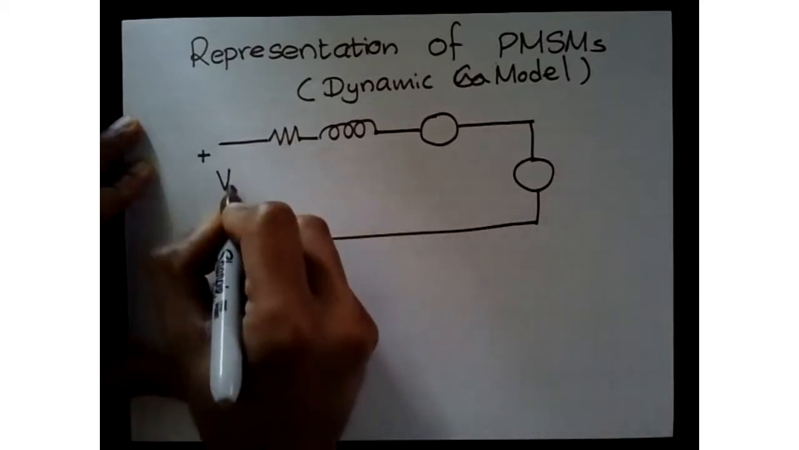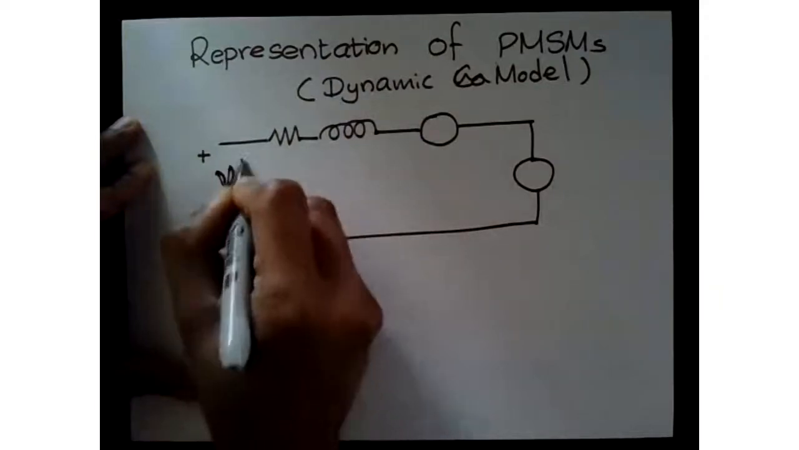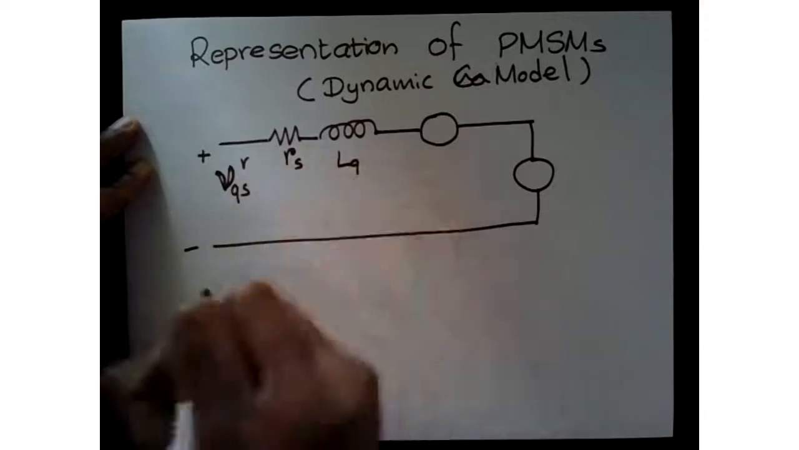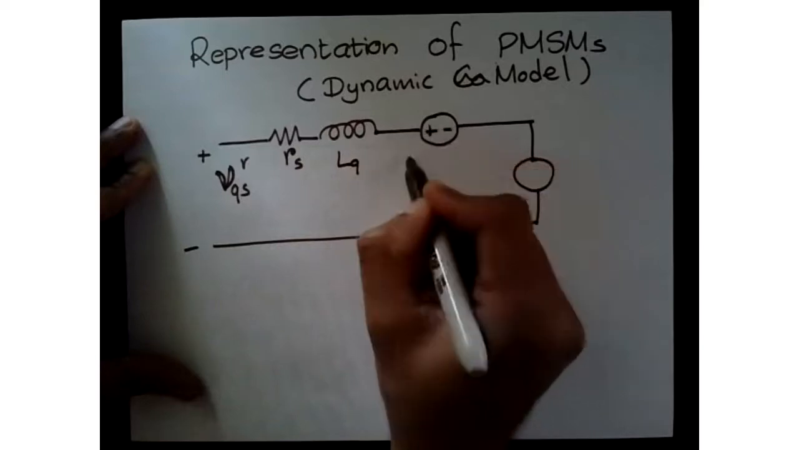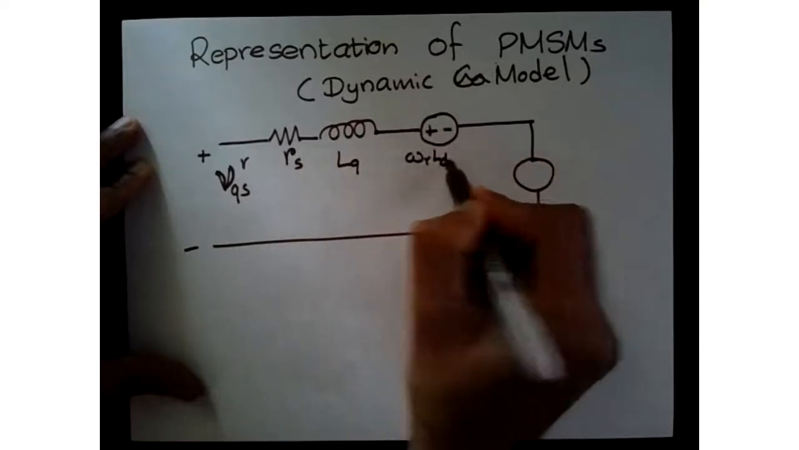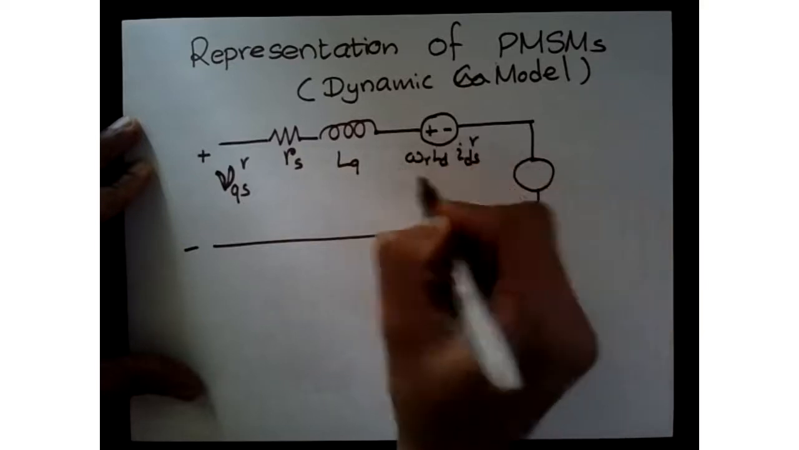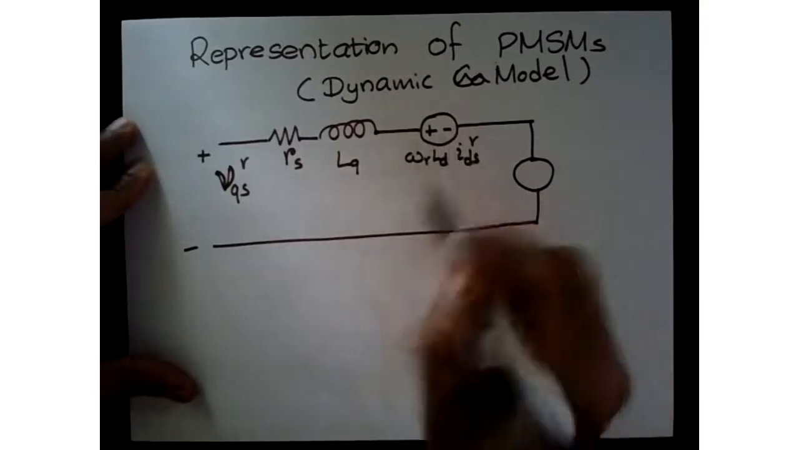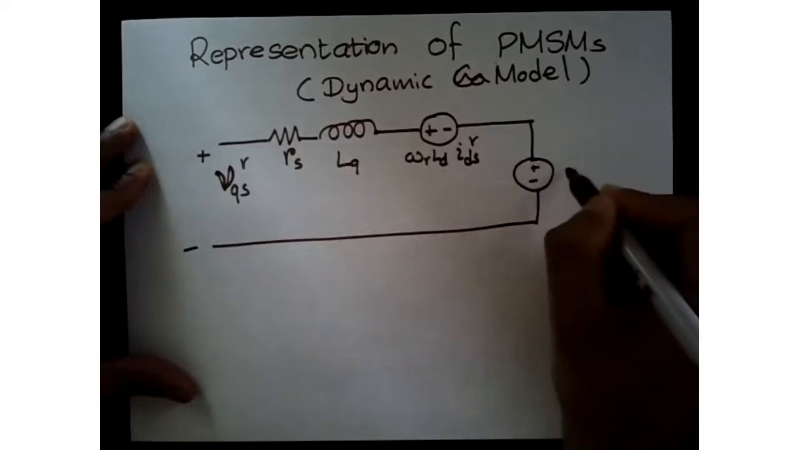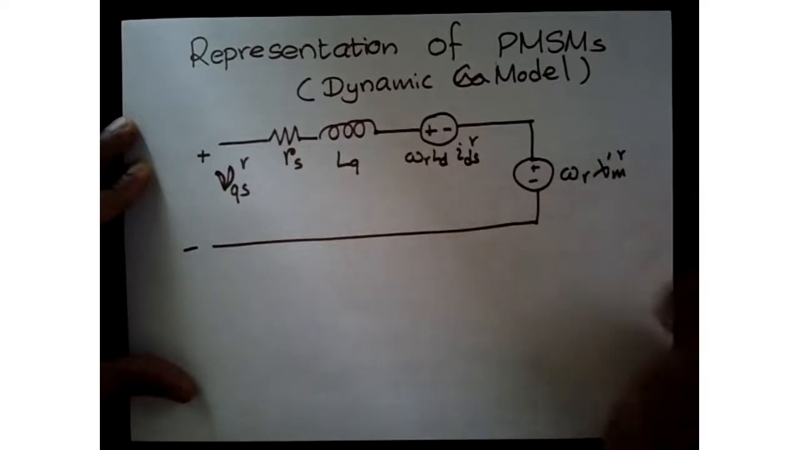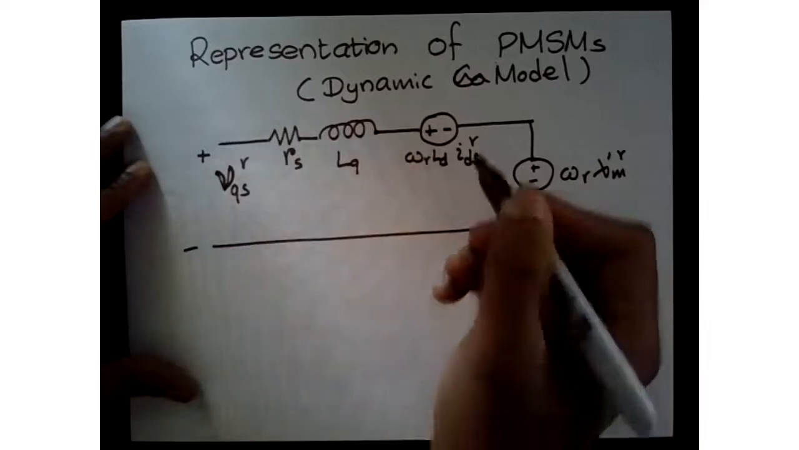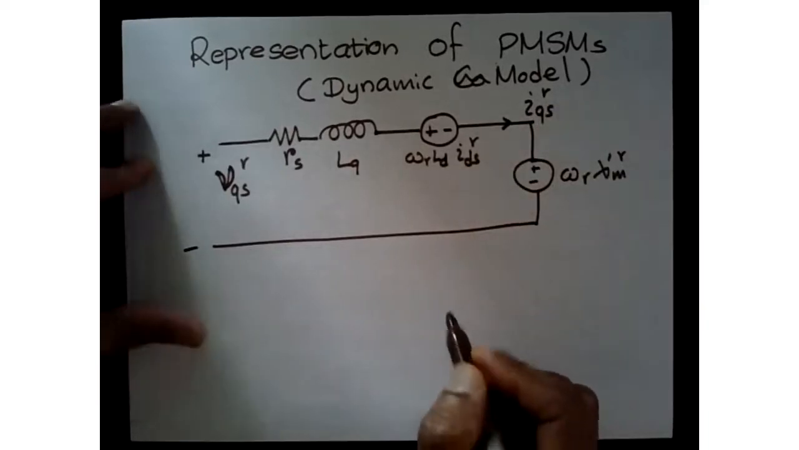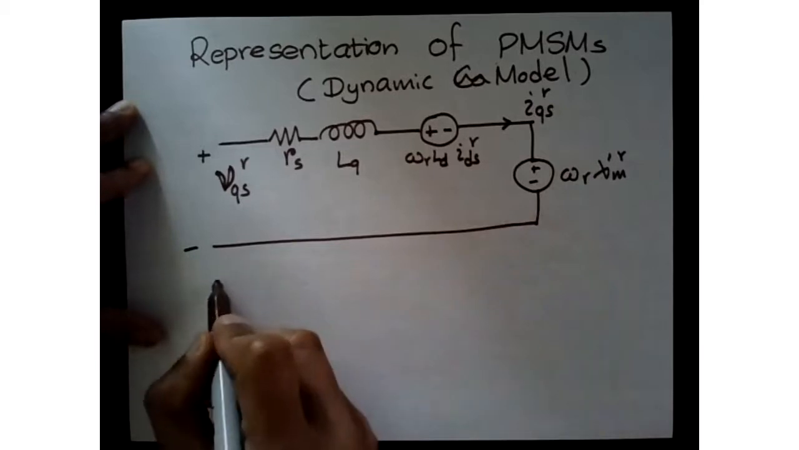I'm going to use simple letters here: VQSR. We have RS, we have LQ, we have omega R LD IDSR. This is due to the D-axis current, and this is called cross coupling, because it's coupling between the axes. Plus minus omega r lambda m prime r. Then we have a current IQSR. Okay, so this is the Q axis circuit.